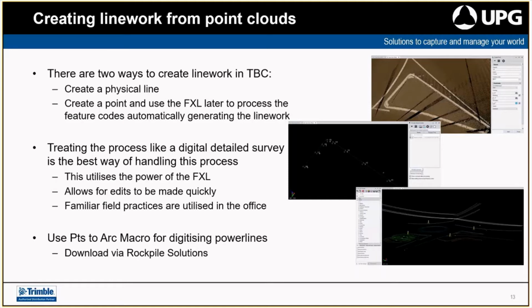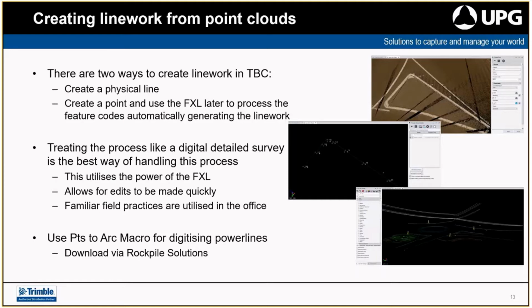So all you need to do at the end of this is process feature codes, and all the line strings will be created. The benefit of this is all the data's on the correct layers, it's where you want it to be, it's representing what you want it to represent, and the whole process to create the data is mimicking what you would do in the field. So you would be doing essentially a digital feature survey, and this makes the whole process a lot more meaningful and familiar to surveyors than creating lines and trying to trace things around, which can just be a bit tedious and time consuming. So I recommend this process.